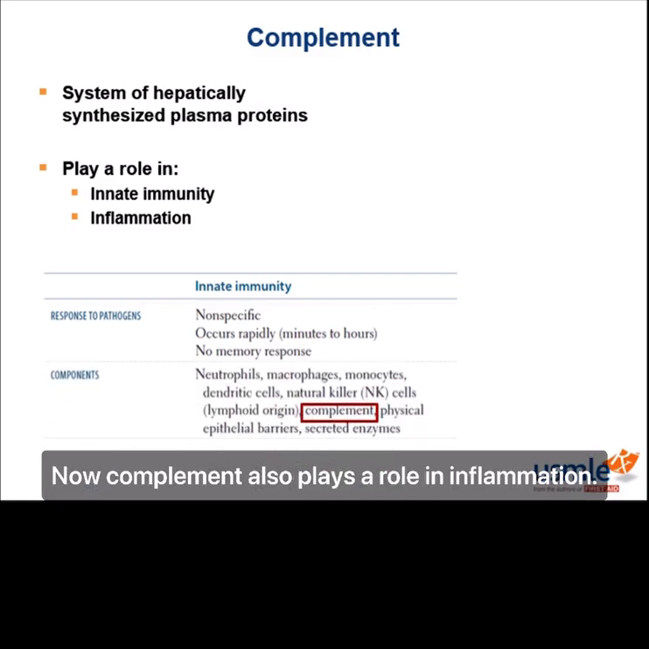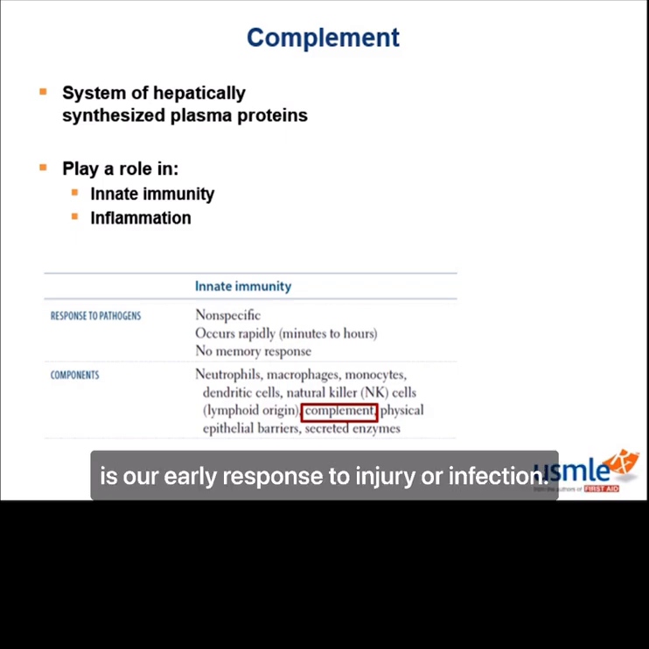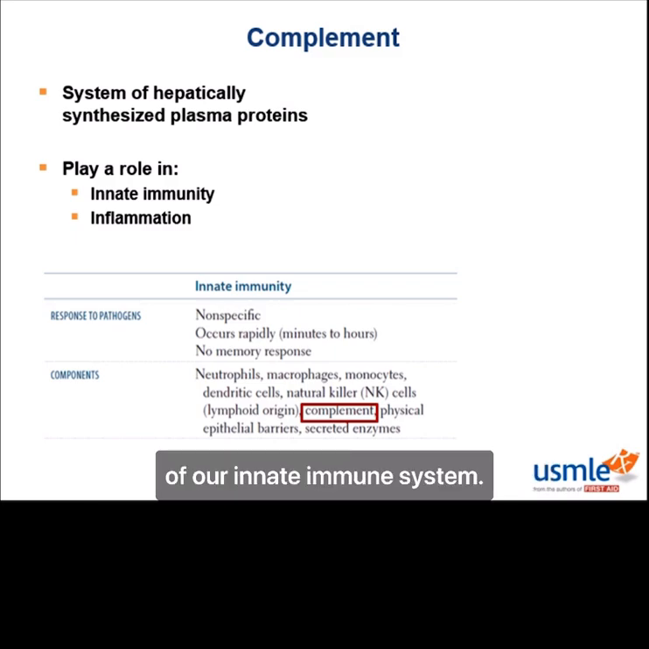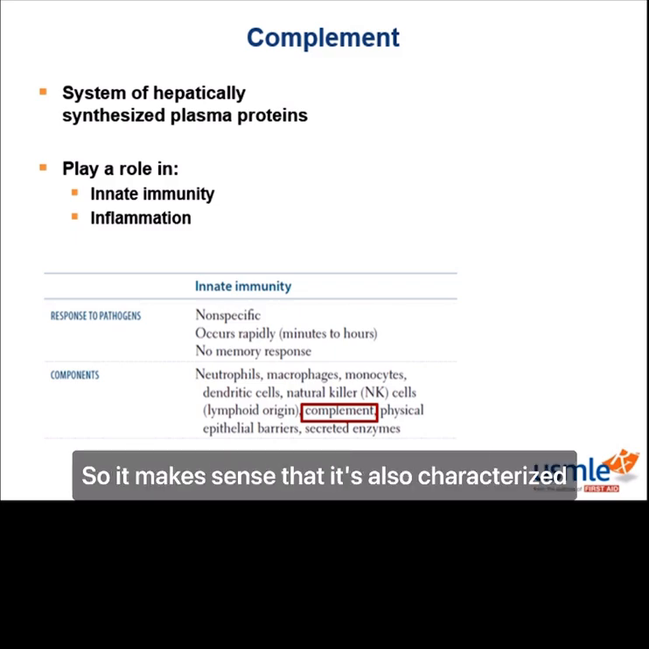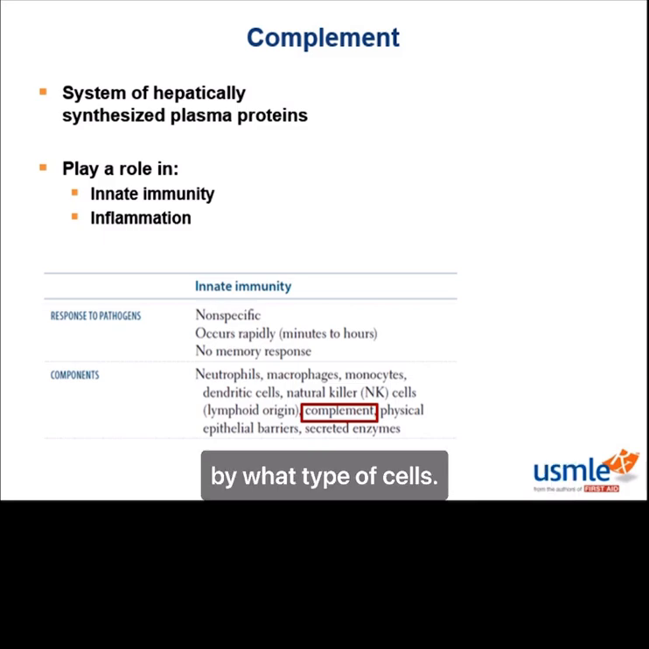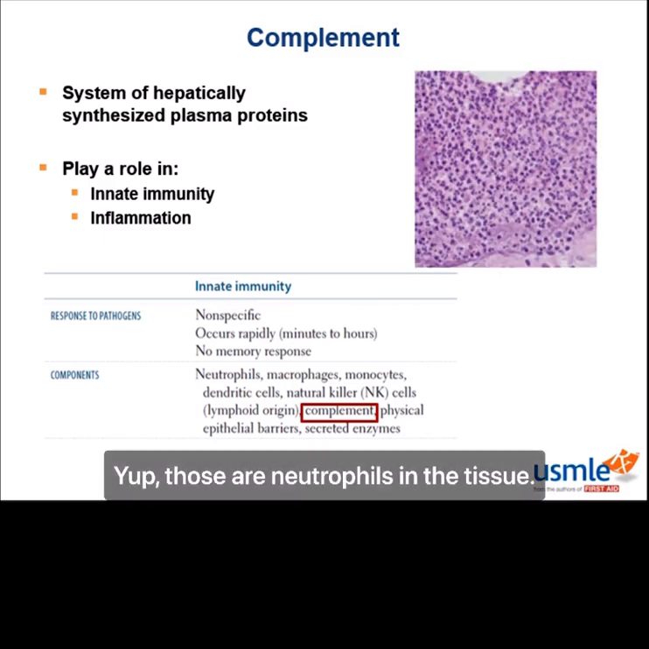Now, complement also plays a role in inflammation. Why is that? Well, inflammation, especially acute inflammation, is our early response to injury or infection. Acute inflammation is actually a reaction of our innate immune system, so it makes sense that it's also characterized by what type of cells. Yep, those are neutrophils in the tissue.